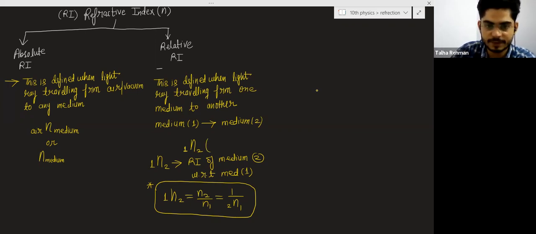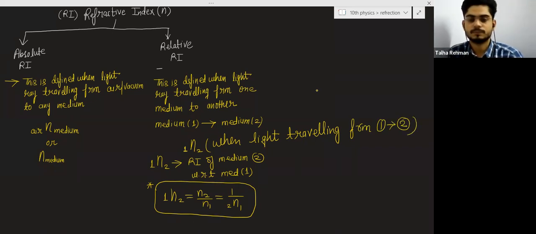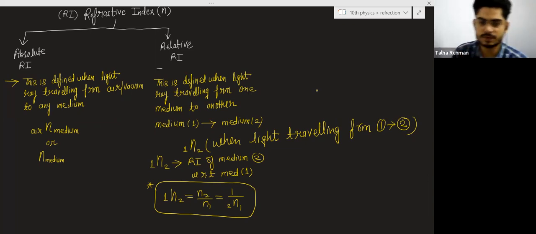So this is the refractive index when light is traveling from medium 1 to medium 2. This is very important.